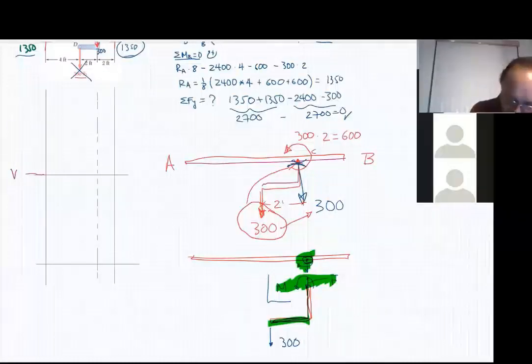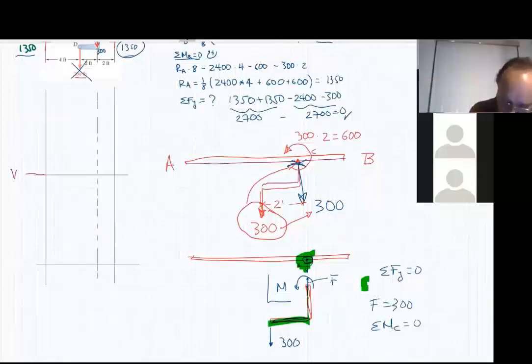So if we solve for the little element, we can find M and F by summation of forces in the y direction equal to 0. We see that F is equal to 300. And by summation of moments about the point where we made the cut, point C, equal to 0, if we take this direction as positive, we see that M plus 300 times 2 equals 0. So M equals minus 600.